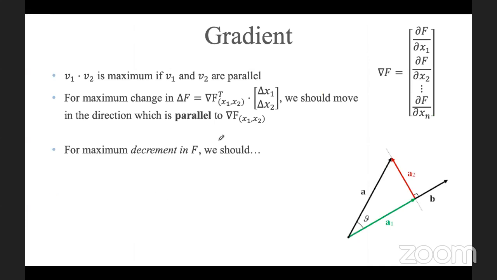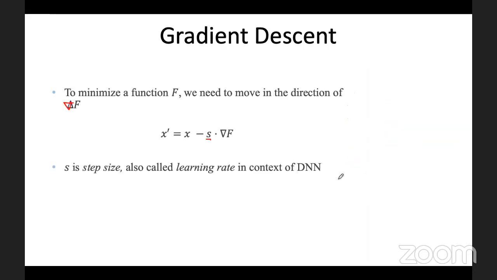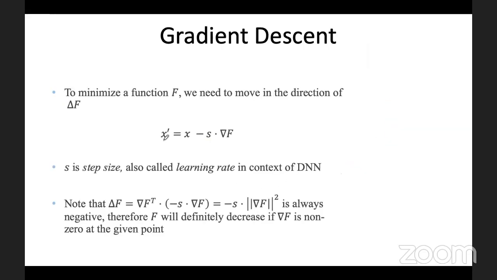So we go back to this equation here. Delta f is equal to nabla f dot this change. This change is basically, if I'm reaching a point x prime, and I was at a point x, x prime minus x. Now come back here. What is x prime minus x here? It is basically negative s times nabla f. So this is what your delta x is.